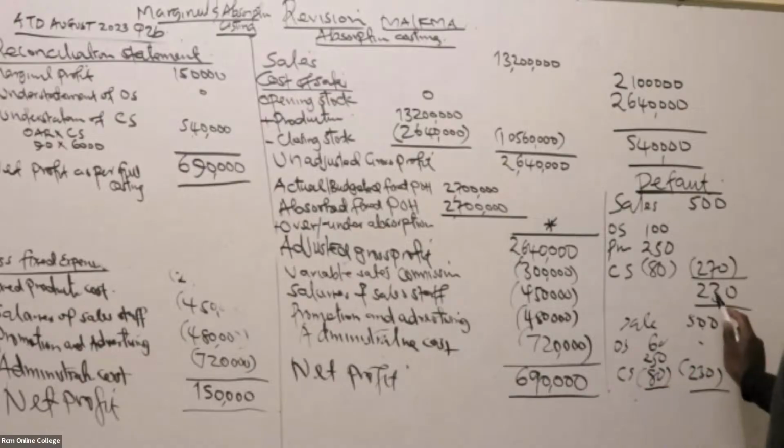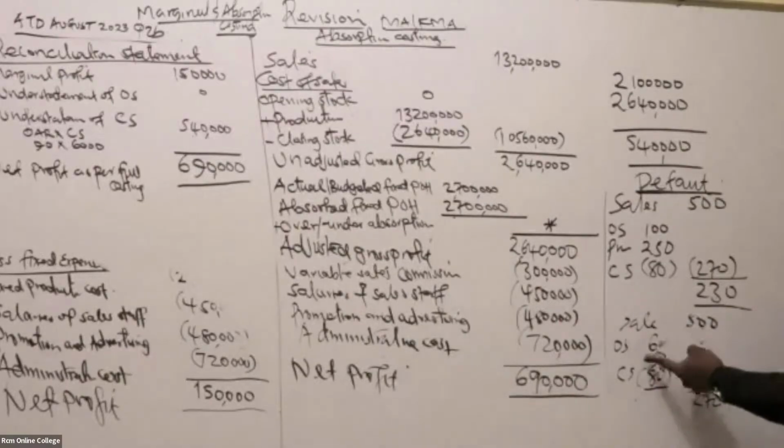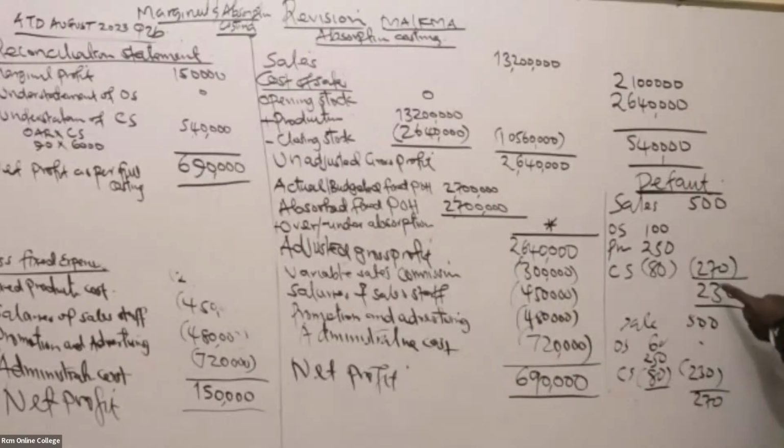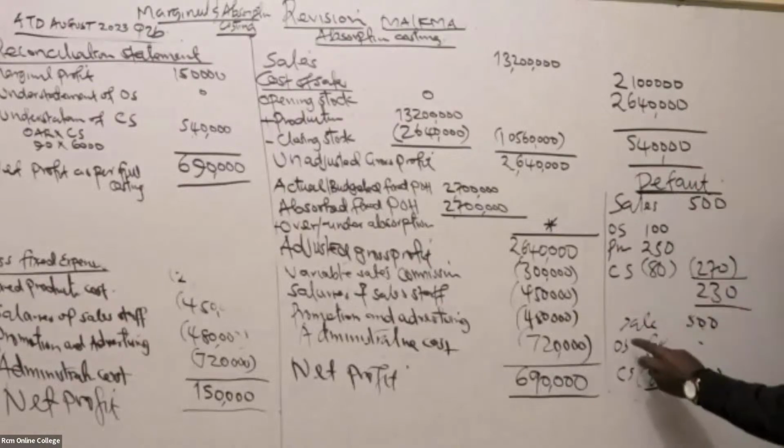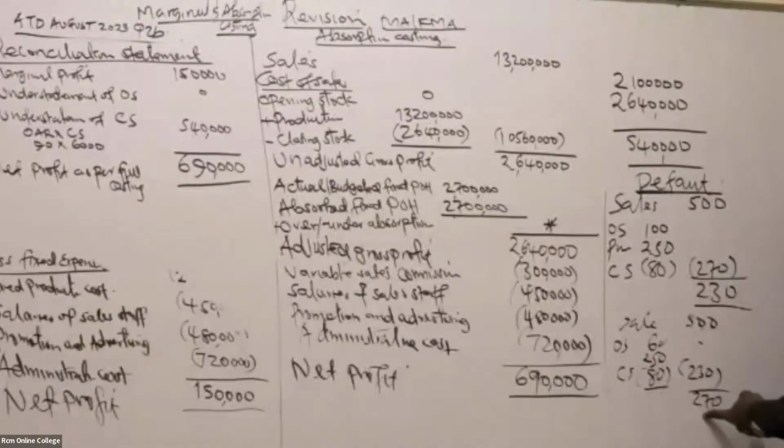Now 230, look at it, it is giving us 270. When you understate opening stock, you are exaggerating your profit from 230 to 270. Understatement of opening stock by 40 shillings exaggerates our profit by how much? By 40 shillings. So how do we get back to the real profit?